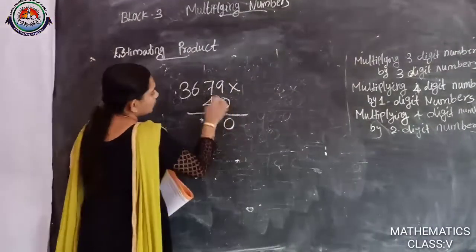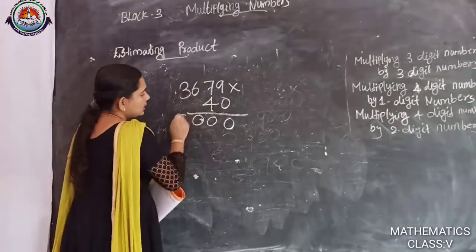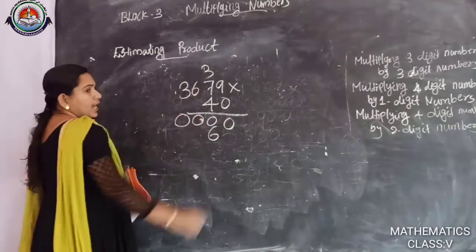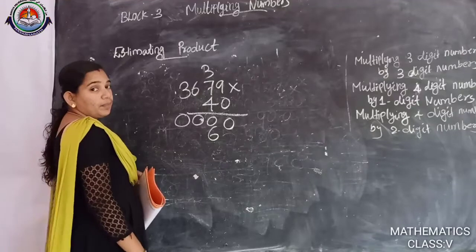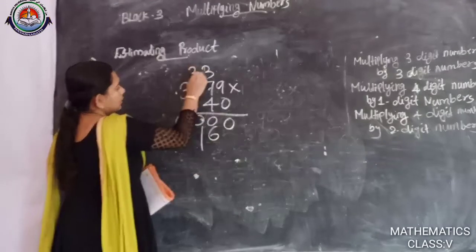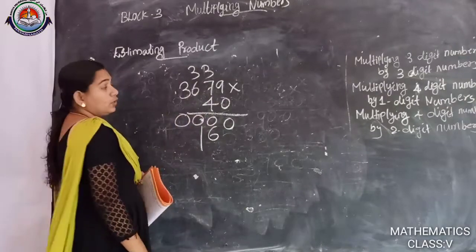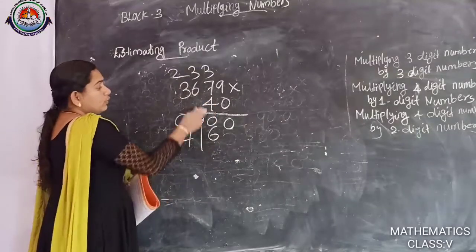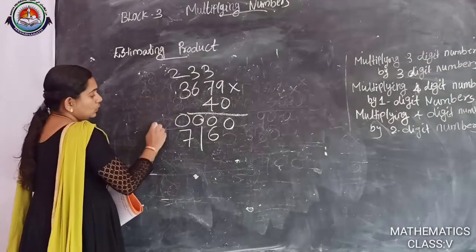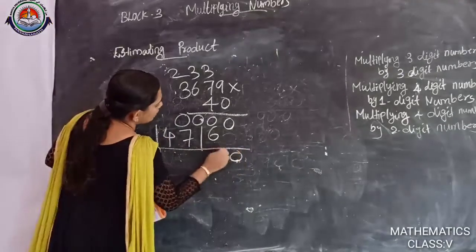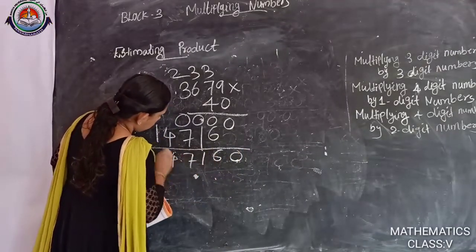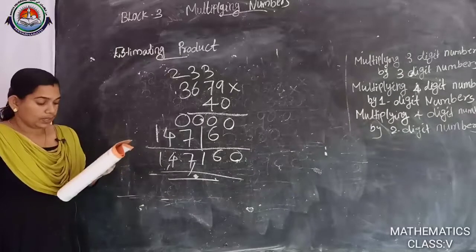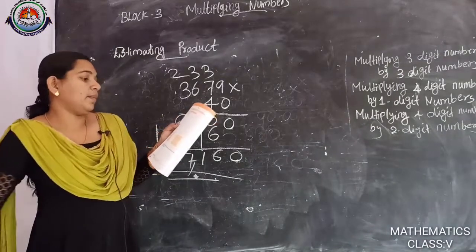Okay. 0, 0, 0, 0. 4 into 9, 36. 3. 28. 28 plus 3, 31. 24. 24 plus 3, 27. 4 into 3, 12. 12 plus 2, 14. 0, 6, 1, 7, 4, 1. 1,47,116.